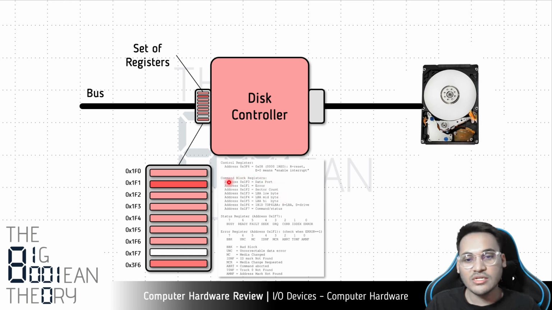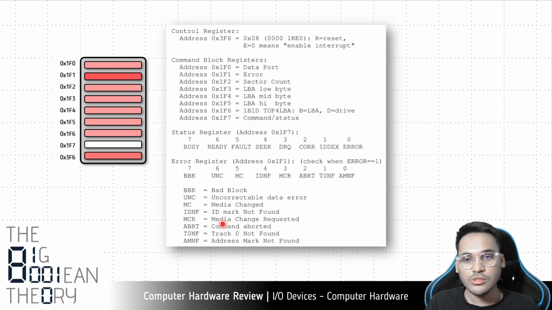So let us go over the registers one by one and see what are their functionalities in this particular disk controller interface. So let us zoom this picture a bit. As you can see, this is an example disk controller interface and it has roughly 8 to 10 registers. So let us start with some of the registers. First of all, the important one is the status register.